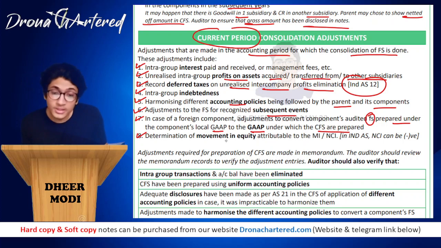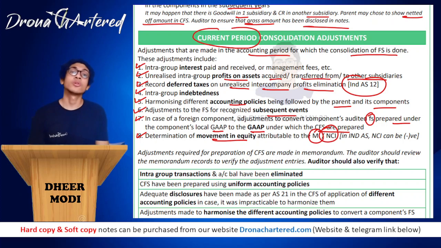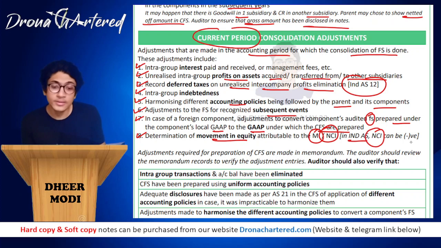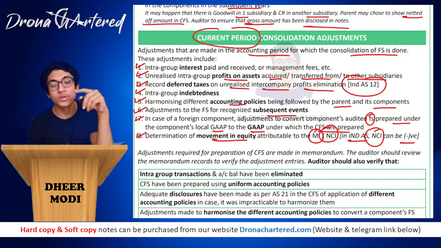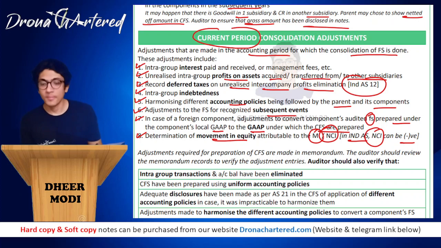Next, determination of movement in equity attributable to MI or NCI, that is your minority interest or your non-controlling interest. And another thing is, as per Ind AS, your NCI can have a negative balance. Okay, I know you would be knowing, but under AS, under accounting standard, this was not allowed. NCI cannot have negative balance. Maximum that they can reach is zero. But under your Ind AS, NCI can also have negative balance.